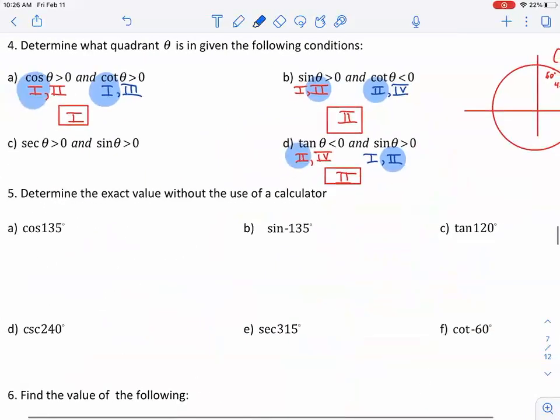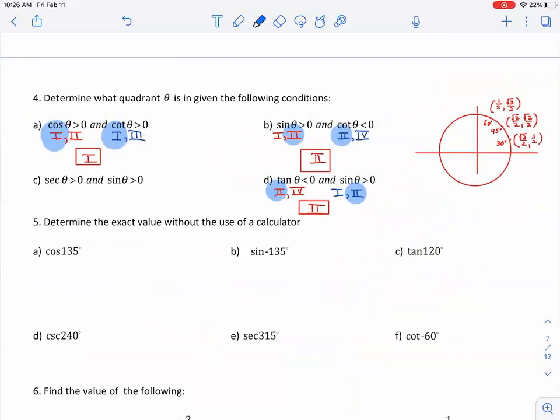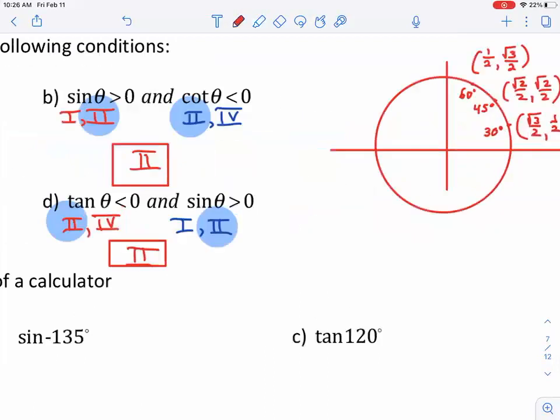All right, let's take a look at part A, where we want to find the cosine of 135 degrees. So I would first think, 135 degrees is in which quadrant? Well, that would be the second quadrant because it's less than 180 but greater than 90. So I'm in the second quadrant and I'm 45 degrees less than 180.